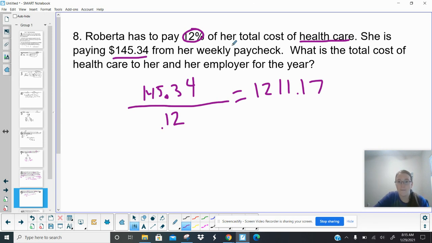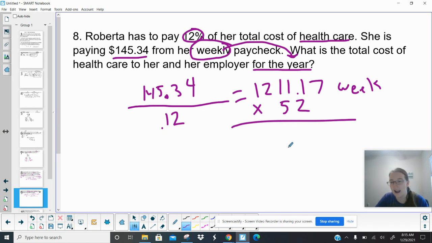However, I bolded this. This is from her weekly peg check, and we want to know the year. This is going to happen often, guys. When we see different time periods in a question, we need to do a conversion. This is a week because we based it off of this weekly number. We need to get to the year. So how do we go from a week to a year? How many weeks are in a year? 52, and we should multiply, and then you have your answer.